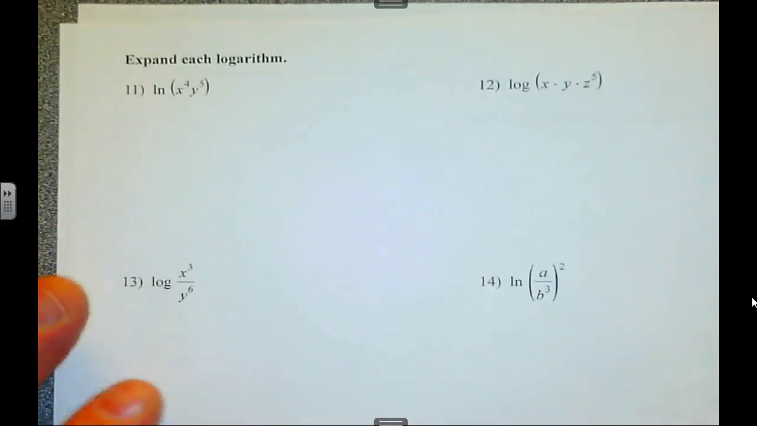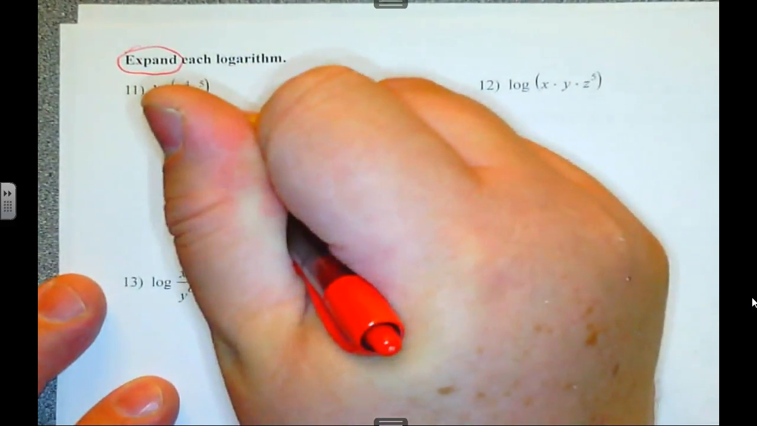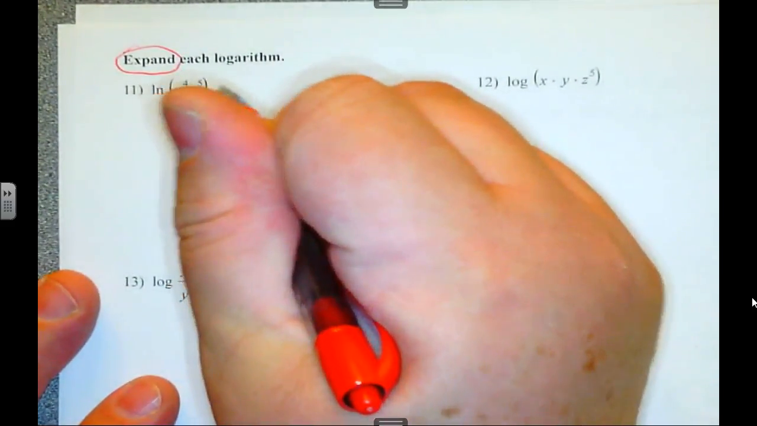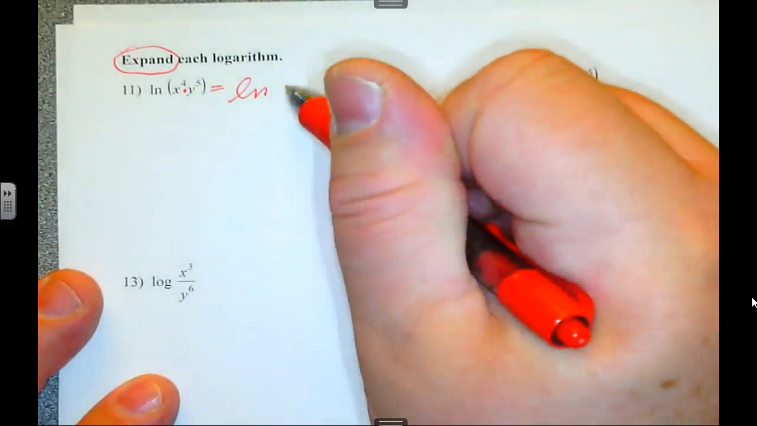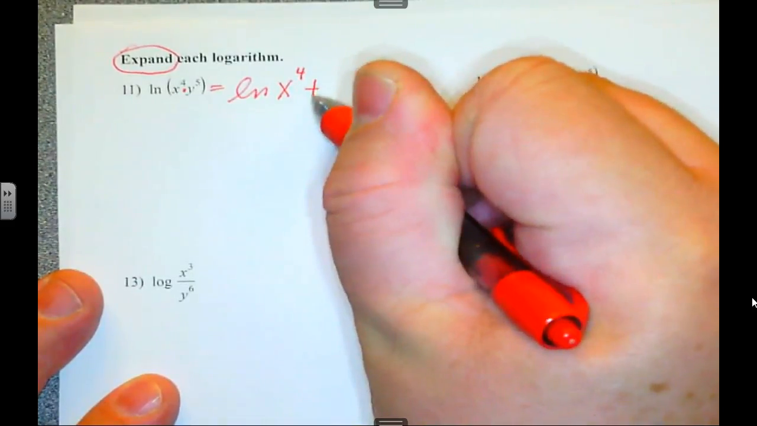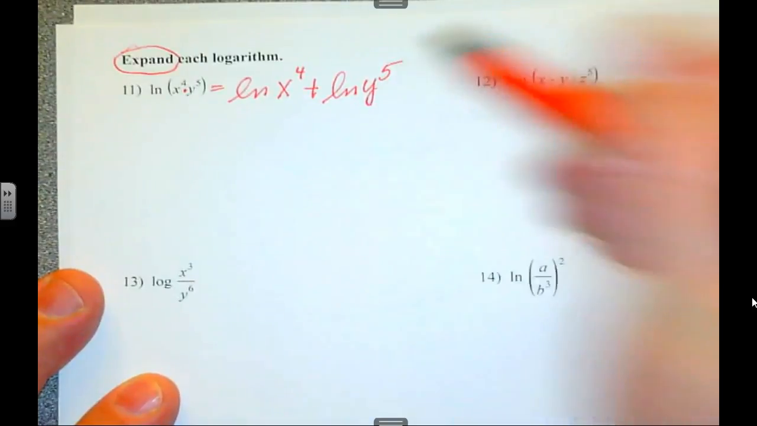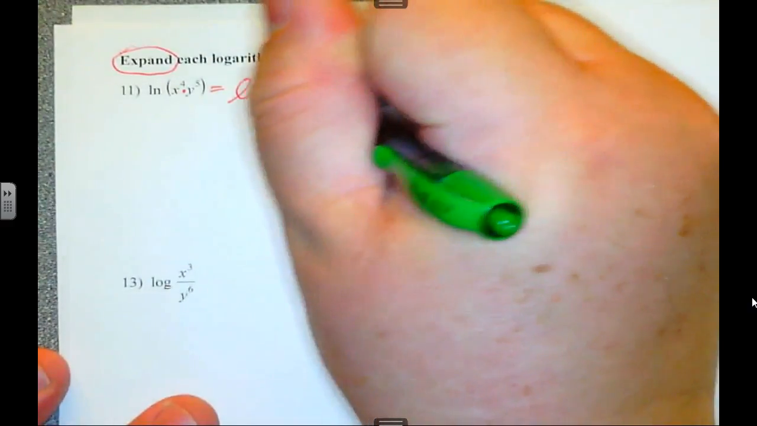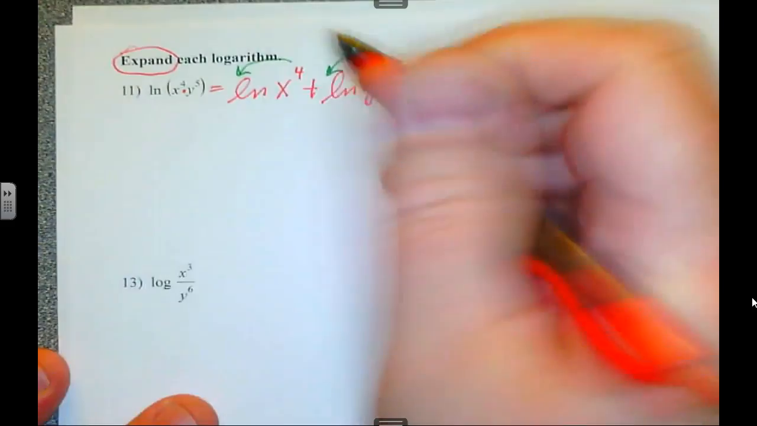Okay, I'm going to use the properties to expand. So I have multiplication here. Product property says take the ln and separate my two numbers by using addition. Then I can use my power property by taking the exponents and putting it in front. And that's as far as I can go with this expansion.